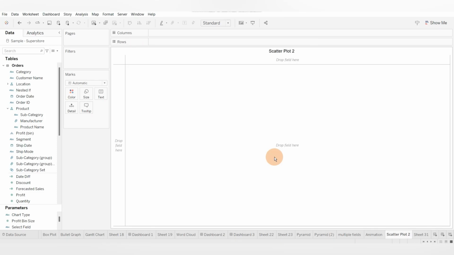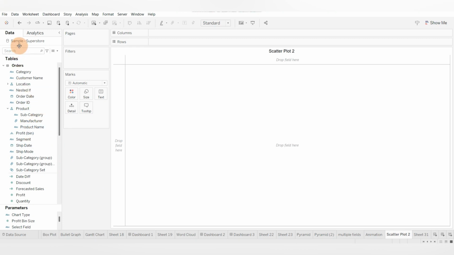In today's video we will see how we can create and interpret a scatter plot in Tableau. What a scatter plot does is define the relation between the x-axis and y-axis. What is the relation between those two fields? Here I want to see the relation between sales and profit.